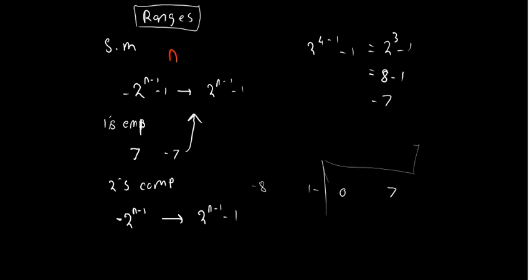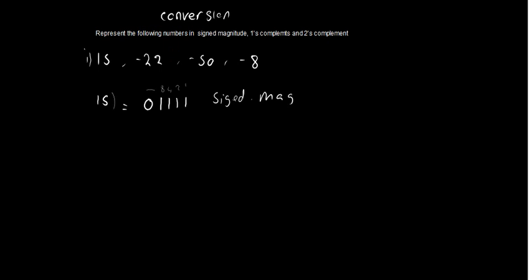Now, how does this help us solve this question for 15? Well, first of all, we won't be able to represent this as just 1, 1, 1, 1 in 1's complement, because this in 1's complement is what? Negative 0. So we're just going to add one extra bit there.